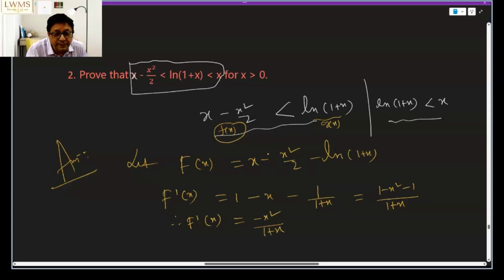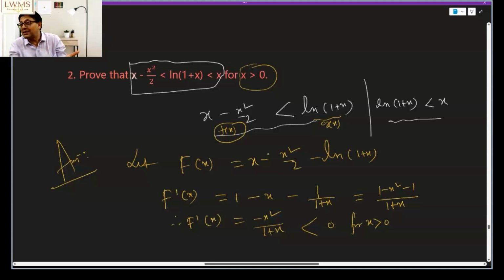Then what will be your statement about f dash x? You can see that x is greater than 0. This is less than 0 for x greater than 0. This is minus x square. It will make the whole expression negative. 1 plus x positive, x square positive before the negative sign. It is definitely negative.